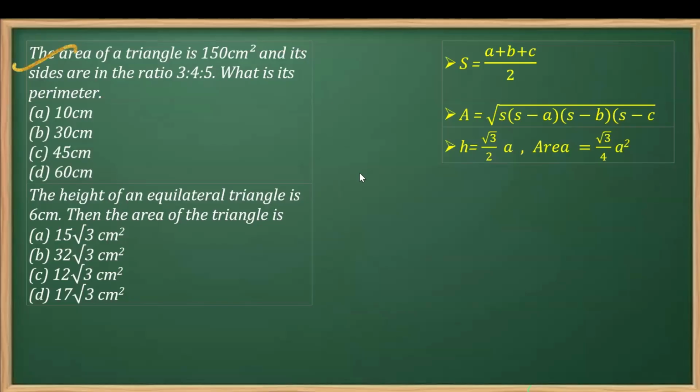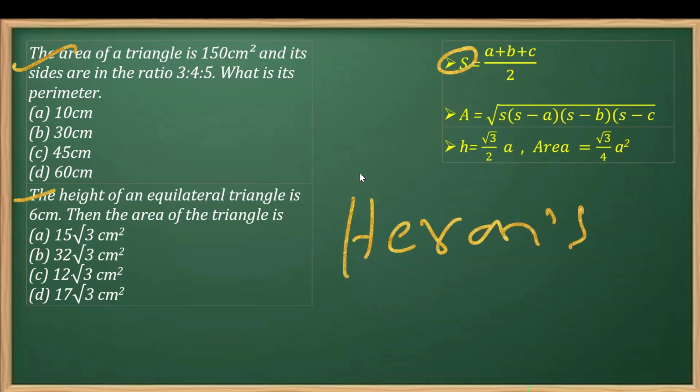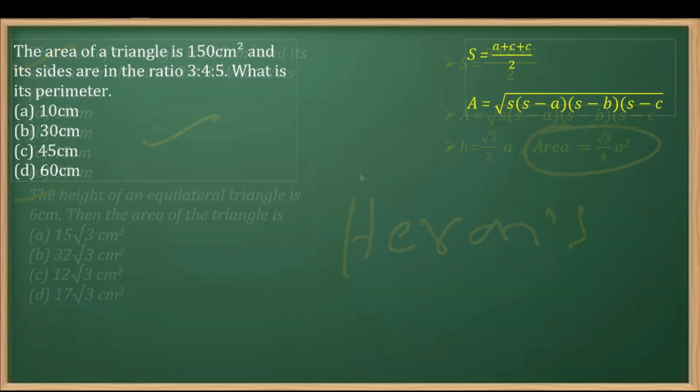In this video, we are going to do these two questions, which are based on Heron's formula, right? Where S stands for the semi-perimeter, that is half the perimeter, and A is the formula for calculating the area. So let's begin with the first. Moreover, you should also note that the area of an equilateral triangle is root 3 over 4 a squared.